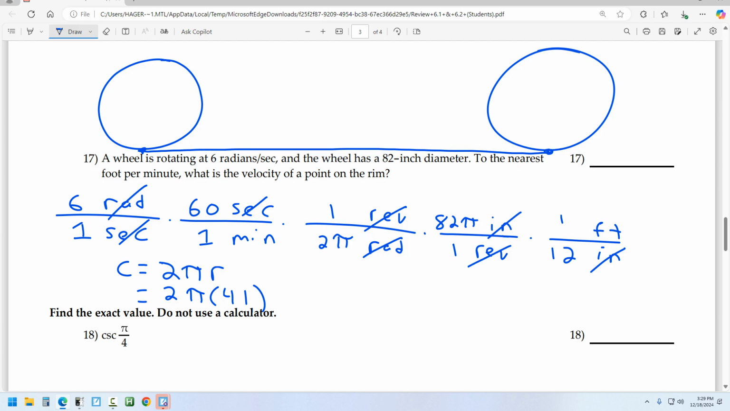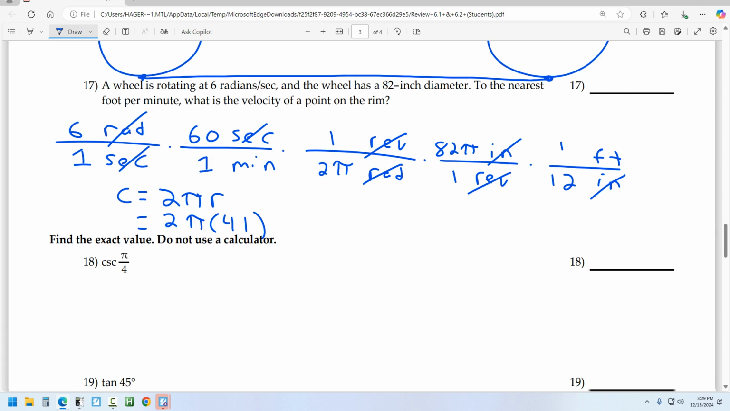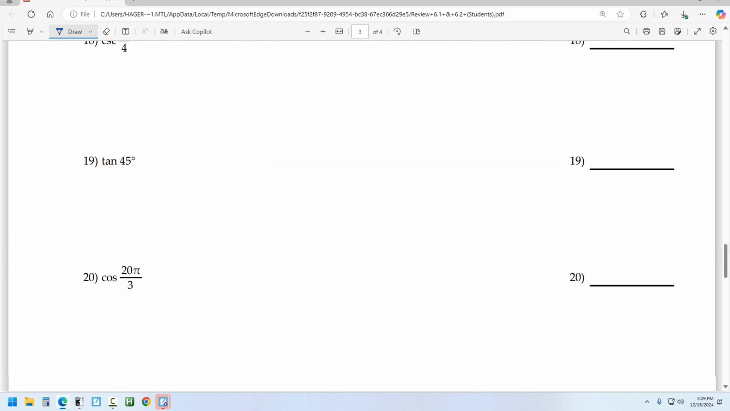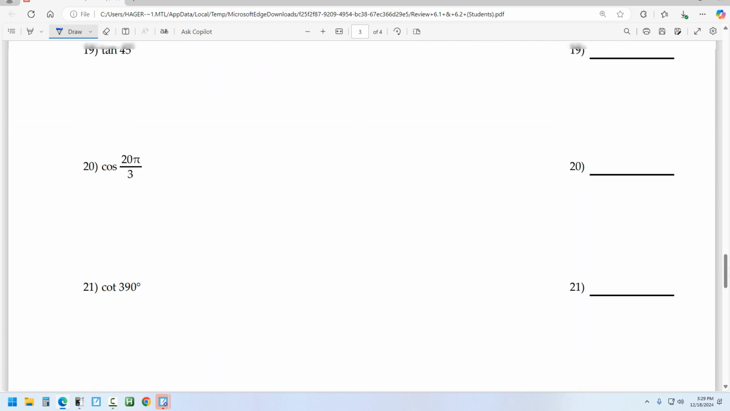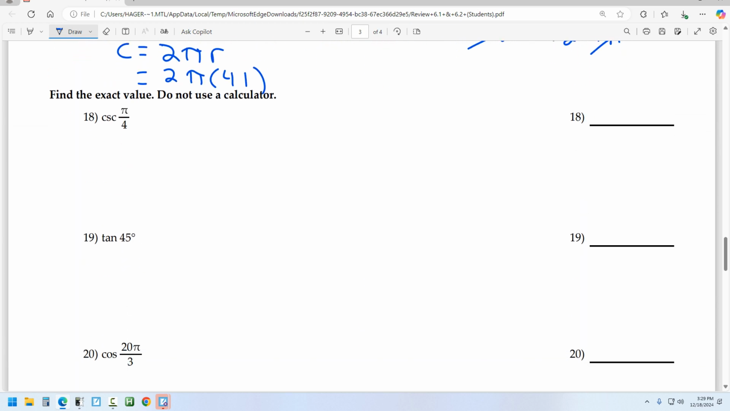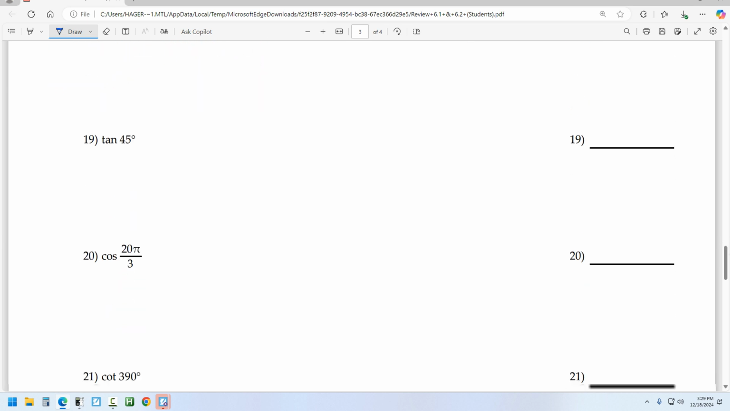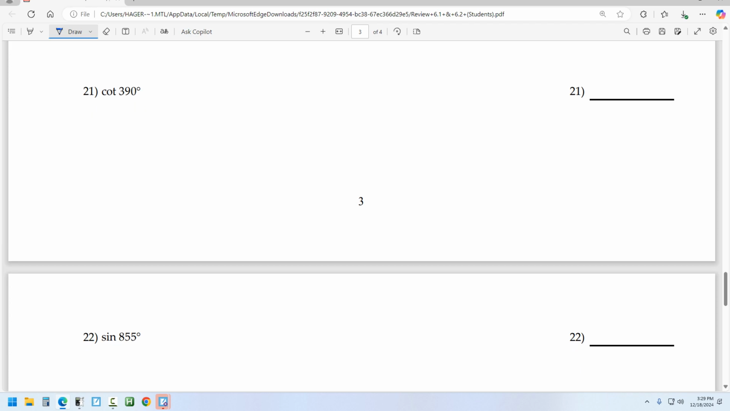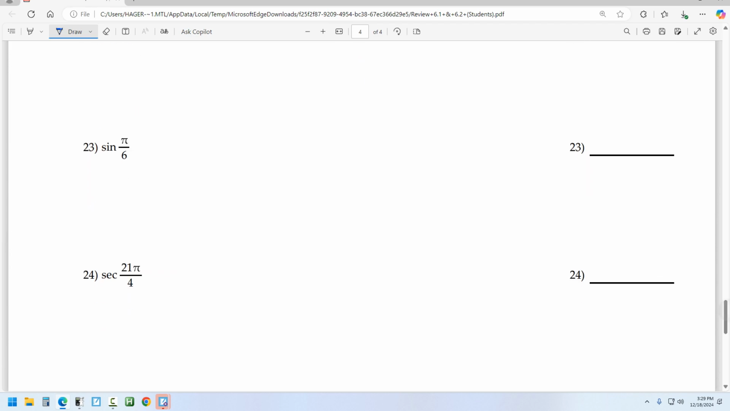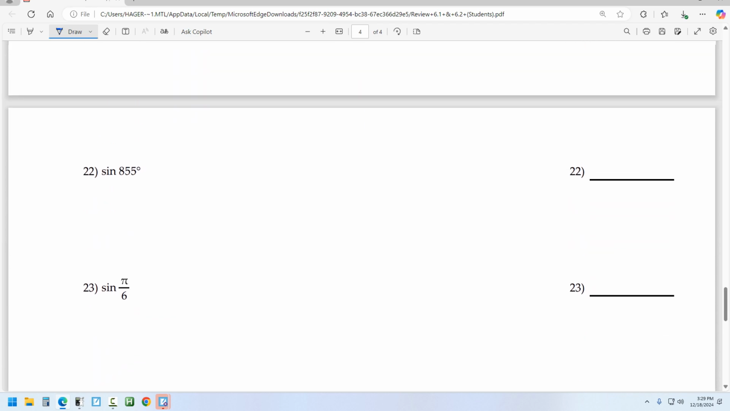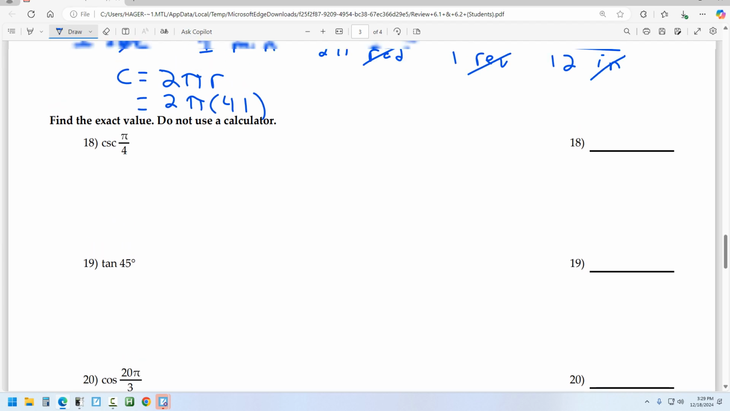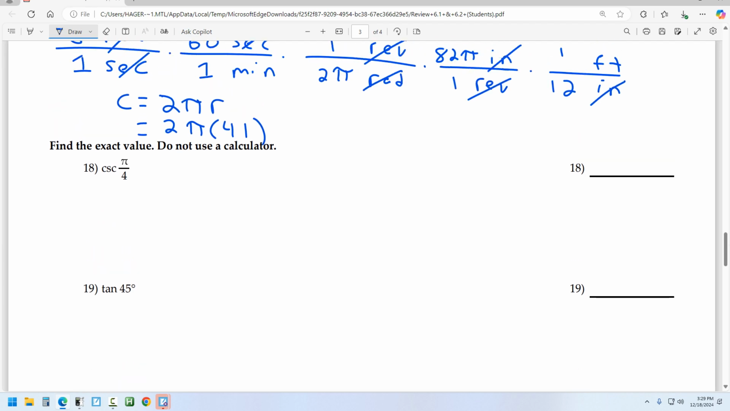Okay. All right. Then the last topic is all unit circle trig. So I've got some problems. I got each trig function. We got cosecant, tangent, cosine, cotangent, and sine, secant. So we got all the different ones. And some of them are just 45s and 30s, and then some of them are multiples. So why don't we try one of each.